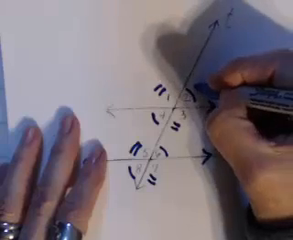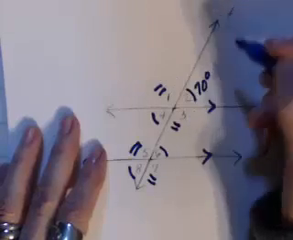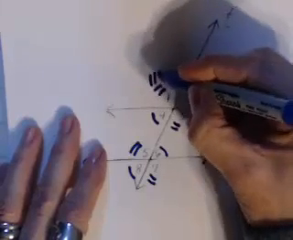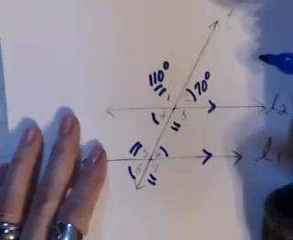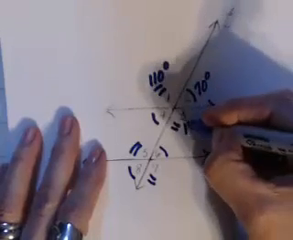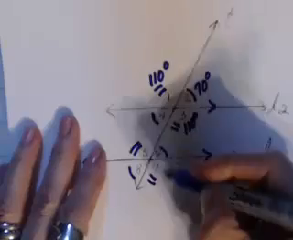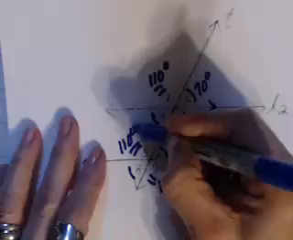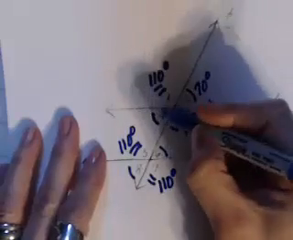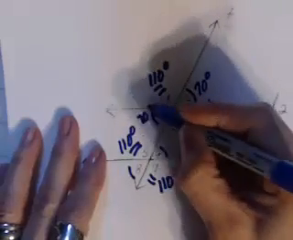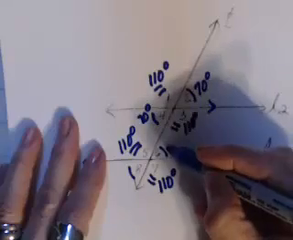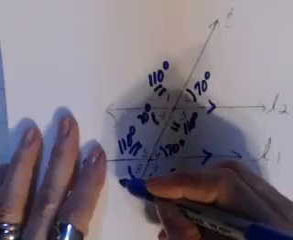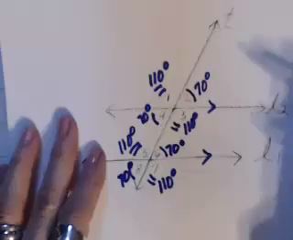For example, if I knew angle 2 was 70, then I would know angle 1 to be 110. And then 3 would be 110, 7 would be 110, and 5 would be 110. 4 would be 70, 6 would be 70, and 8 would be 70.